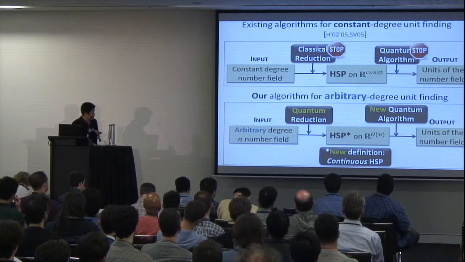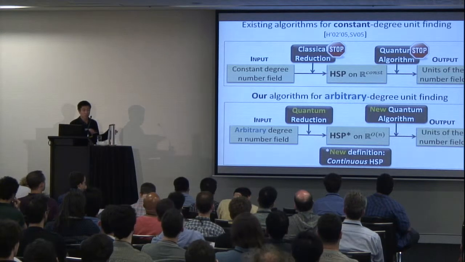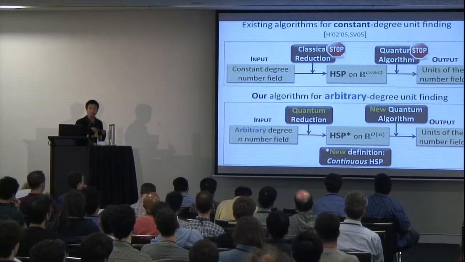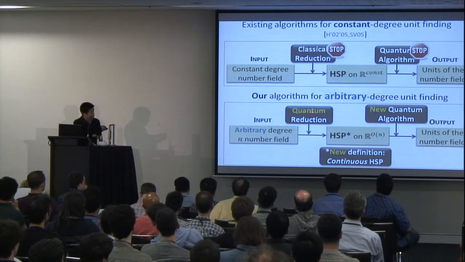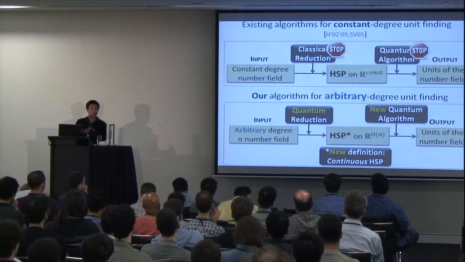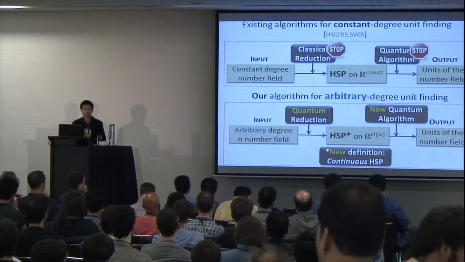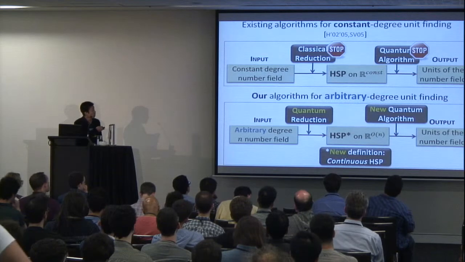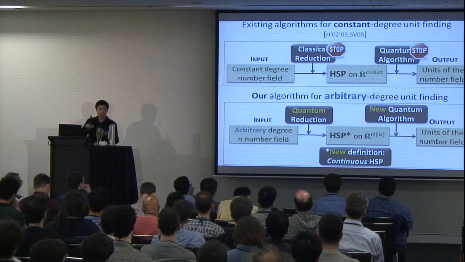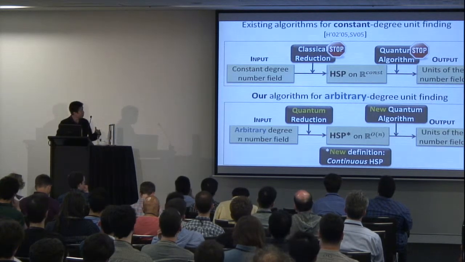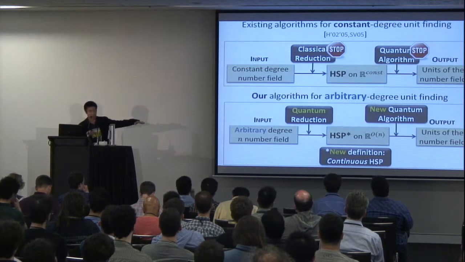And then we show that arbitrary degree unit finding problem can be reduced to an HSP instance satisfying our new definition. One feature to notice here is that our reduction is quantum. Namely, the transformation is computed by a quantum algorithm. In contrast, previously, these reductions are typically classical. So in some sense, our quantum algorithm is taking advantage of the power of quantum computing in both steps of the algorithm. So this talk will be guided by the diagram at the bottom.